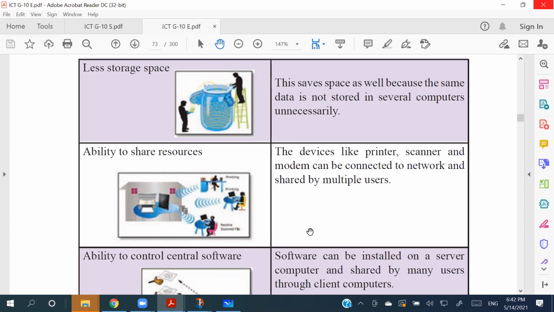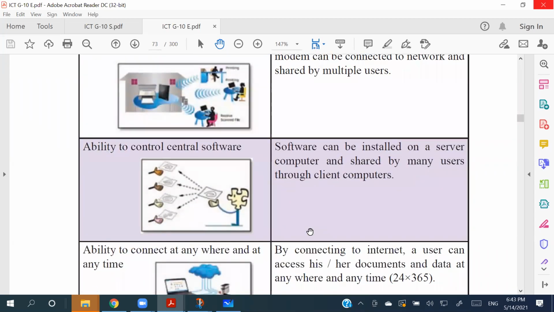Right now, if it is not networked, the printer is going to be connected with one particular computer, right? If it is not networked, to have a printout, we have to take all the data to that particular computer, then execute the printing command. But when it is networked, we can print from anywhere in that network using that same printer, right? Which is a very big advantage when it comes to networking.